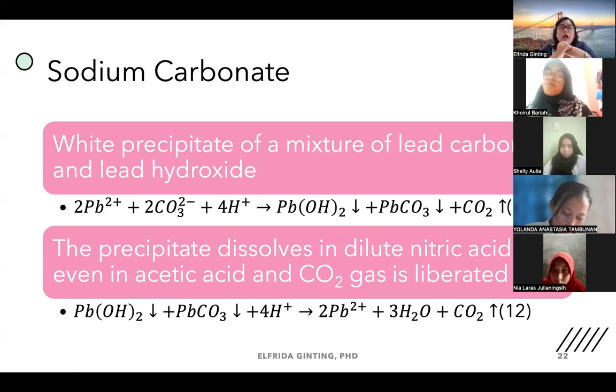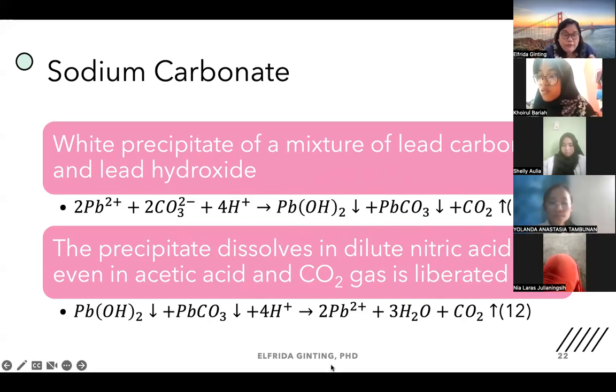Now, if you further react this precipitate with nitric acid, only a dilute nitric acid, you don't need a concentrated nitric acid, it will dissolve the precipitate. So the precipitate will change into a solution, it will dissolve, but it will also form carbon dioxide gas.